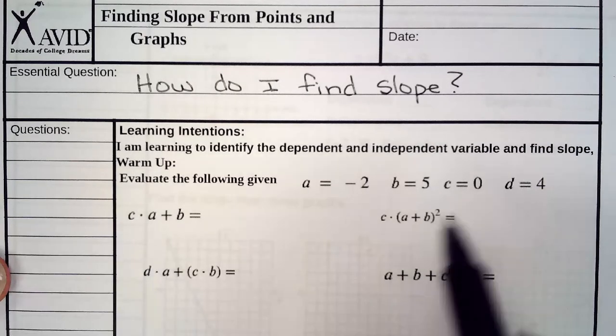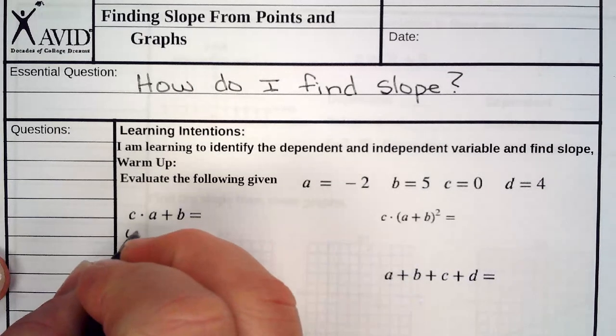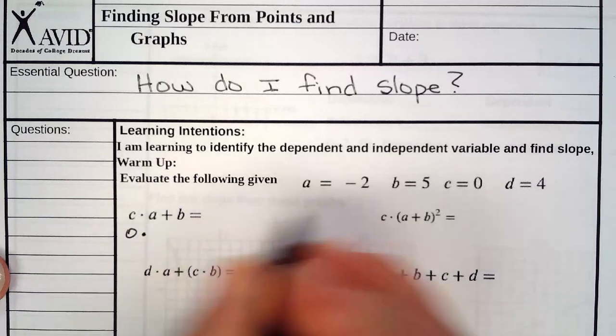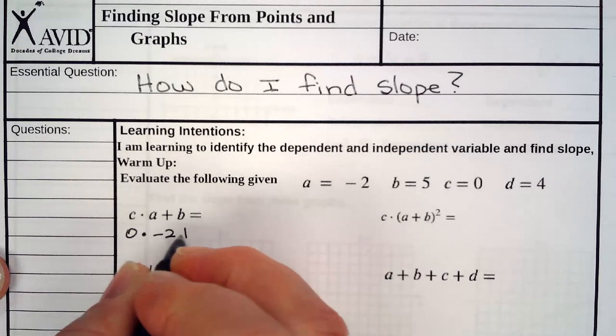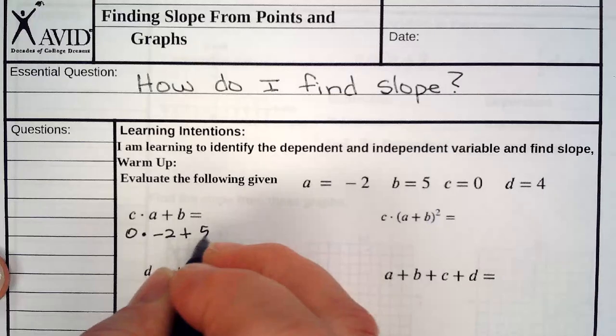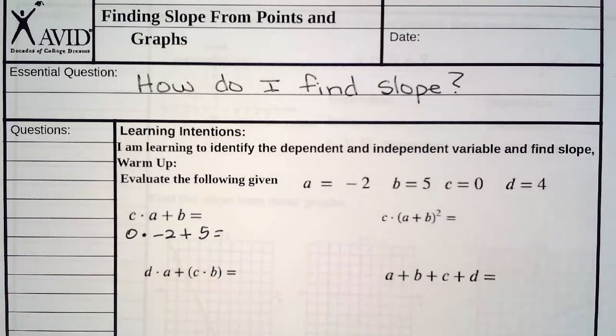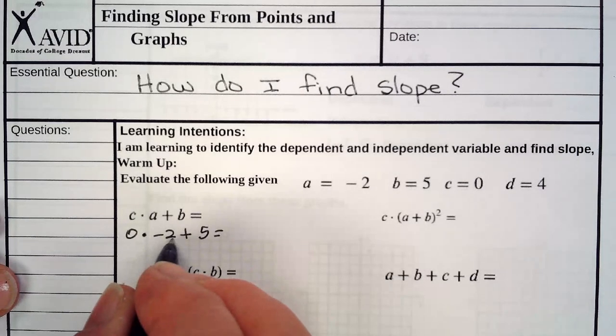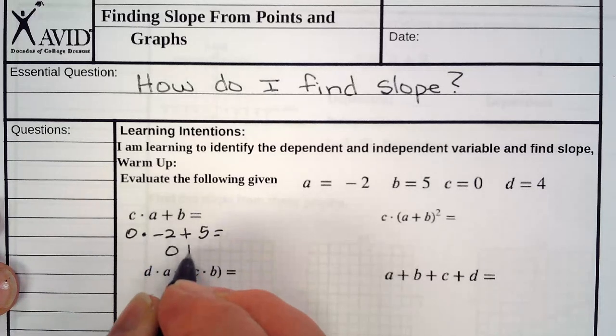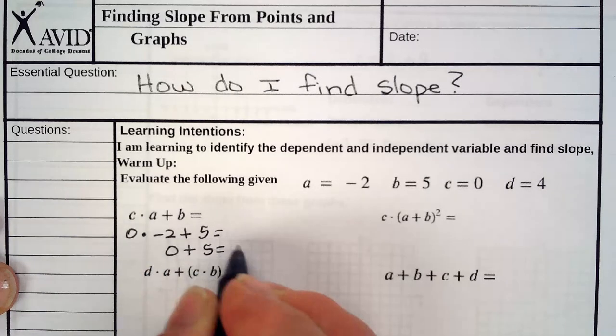So if we're looking, C is 0, so this is 0 times -2 plus 5. All I did was substitute the values in for the letters. Order of operations says I multiply before I add. 0 times -2 is 0, plus 5 is 5.